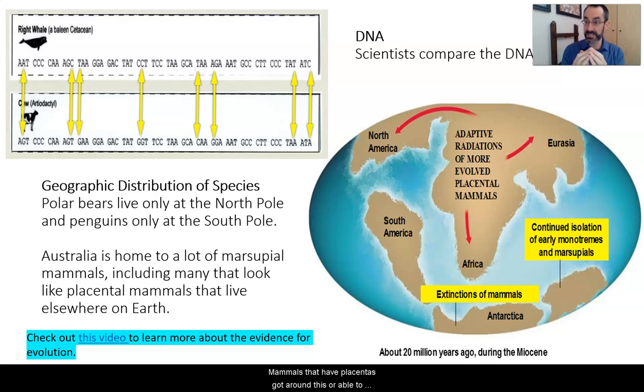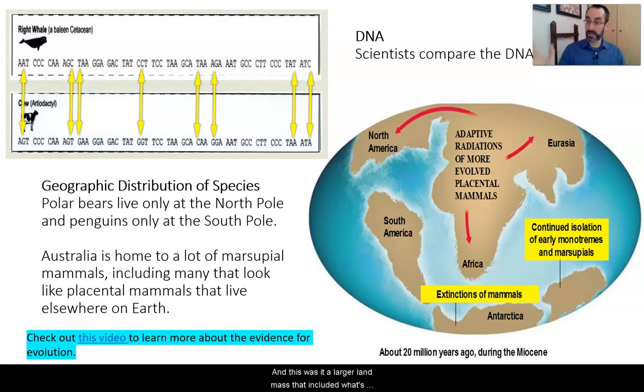Mammals that have placentas got around this and are able to make bigger babies than their eggs because they feed the developing organism as it develops. So it's a great adaptation that allows for larger babies that can fend for themselves better. Well, this evolved in one group of mammals, okay?